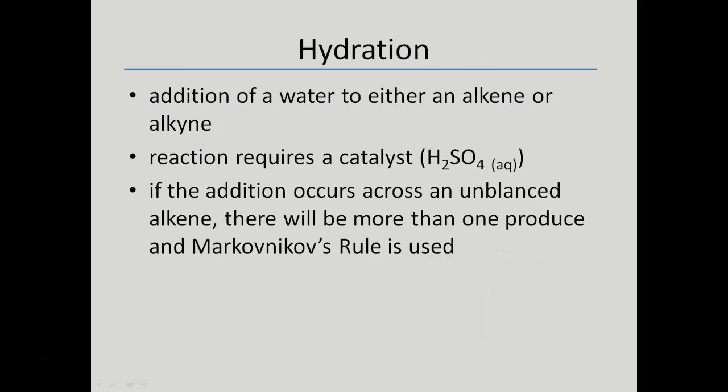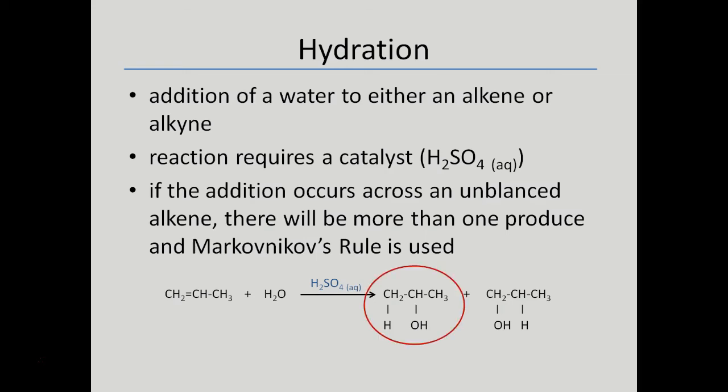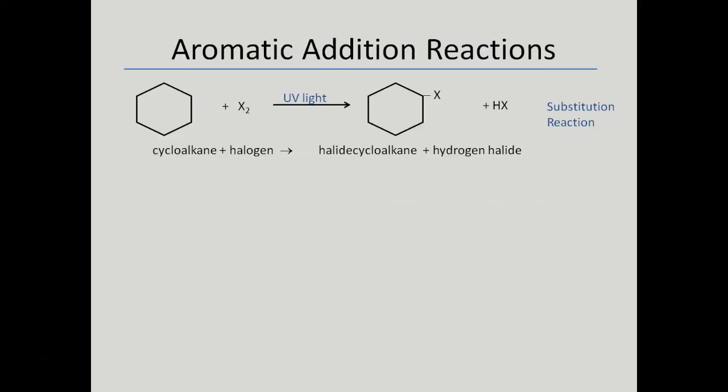Now, when we undergo a hydration reaction, this is where we add water to our alkene or alkyne, and this requires the use of a catalyst. And again, if it's unbalanced, we have to take that into account. So when we have our reaction take place, because it's unbalanced, we get 2 products, and we can see that this is our primary product because the second carbon in the chain only has 1 hydrogen, so it's more likely to get the hydroxide in the addition reaction.